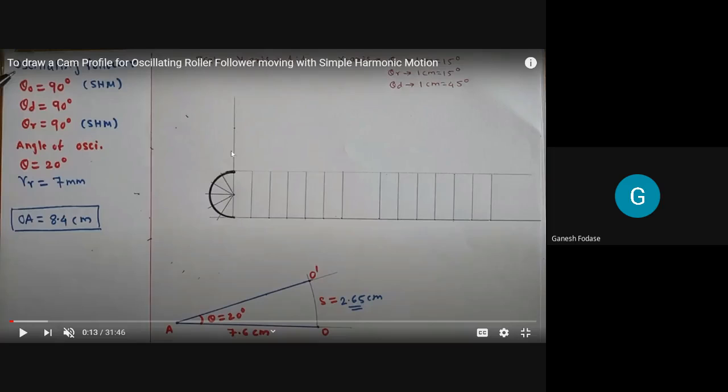After that, on the y-axis, I take scale 1:1. That is 2.65 centimeter, 1:1. On the x-axis, I have to see the sequence first. In this case, it is theta O, theta D, and theta R. How much angle is given? 90 degree, 90 degree, and 90 degree. I told you in the previous session also, for a dwell period, there is no need to take more distance. So for 90 degree of rise, I take scale as theta O, 1 centimeter is equal to 15 degree. 1 centimeter is equal to 15 degree, means 90 degree is equal to how much centimeter?